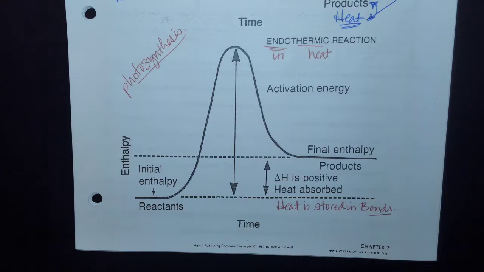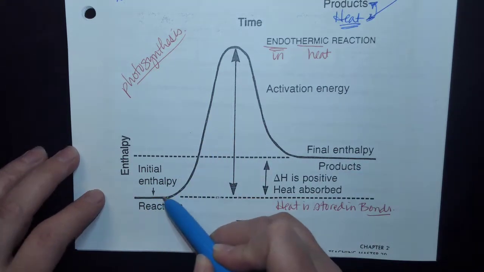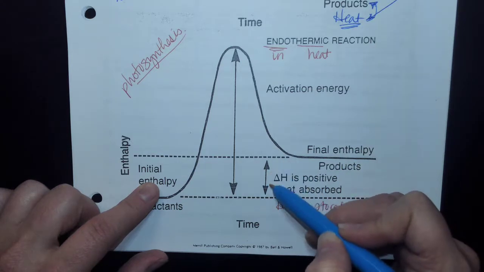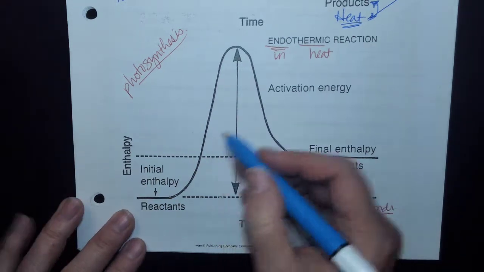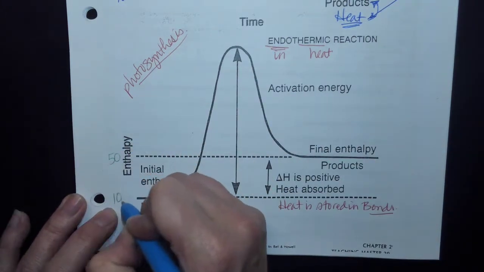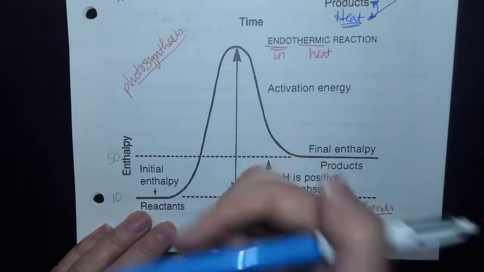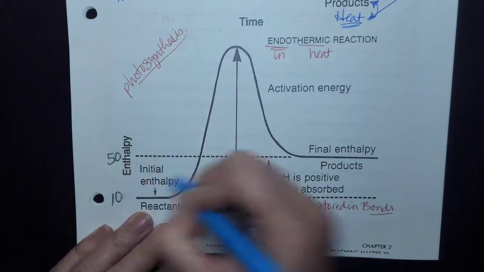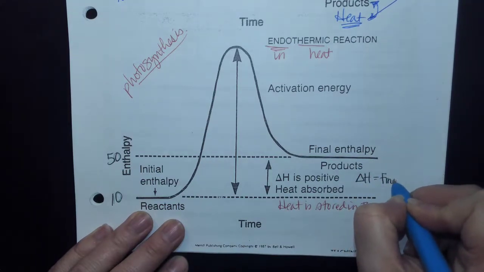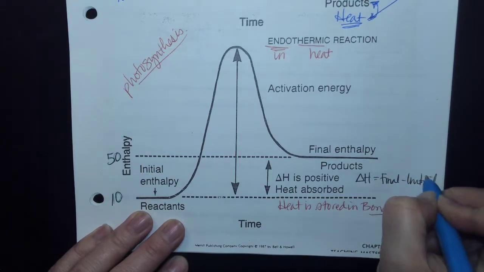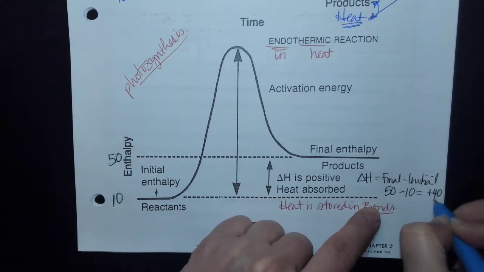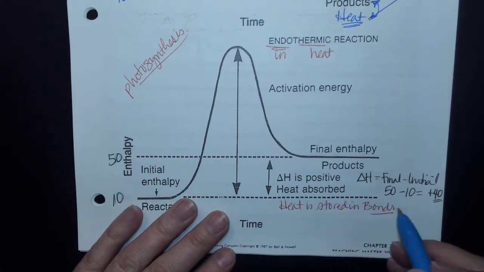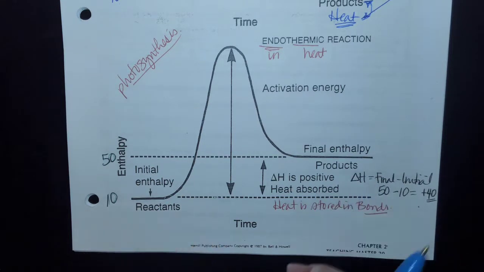So we have some initial enthalpy, initial energy, final energy, and this difference is the heat absorbed. And the difference will be a positive value. So if this is 50 and this is 10, delta H equals final minus initial. Final is 50, initial is 10, and we get a positive 40. So the change in energy is positive, heat is absorbed. Okay.